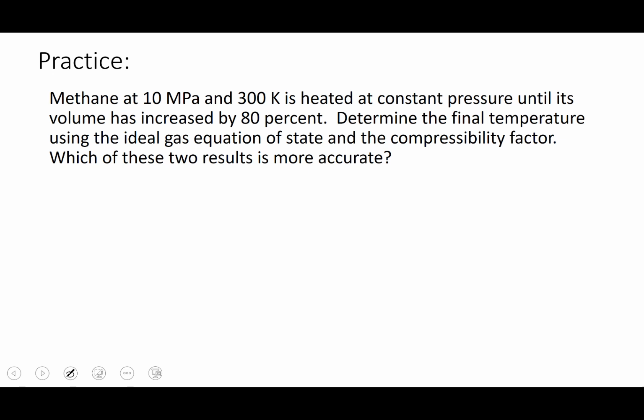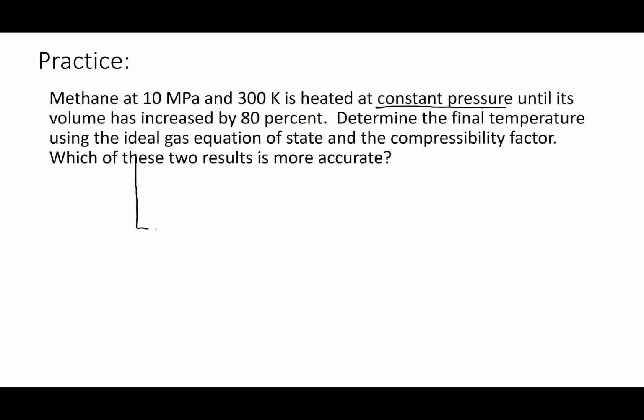In this problem, we have methane that's at 10 megapascals and 300 Kelvin. And it says that it's heated at constant pressure until its volume has increased by 80%. So we know if this is heated at constant pressure, the volume has to increase, because if the volume didn't increase, the pressure would go up. So basically we're adding heat.